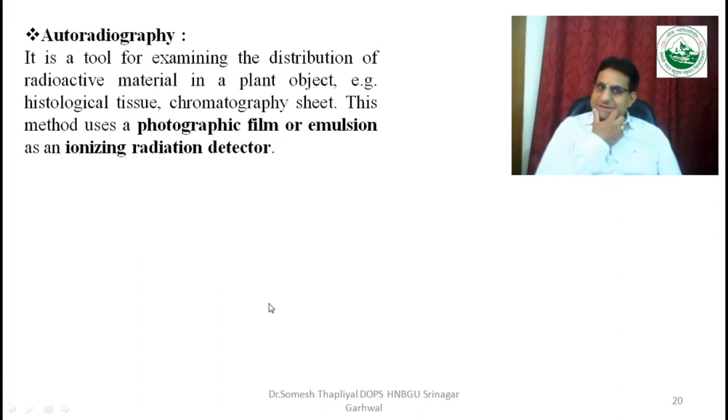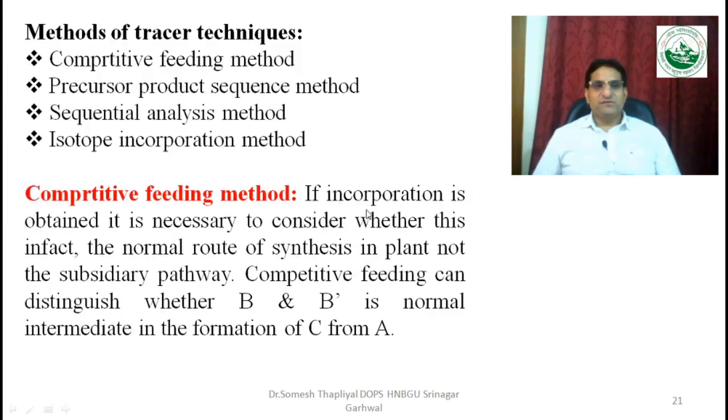Then another method to determine radioactivity is autoradiography, and in this method we use photographic film or emulsion as an ionizing radiation detector. This method can be used for histological tissues and for chromatography sheets.